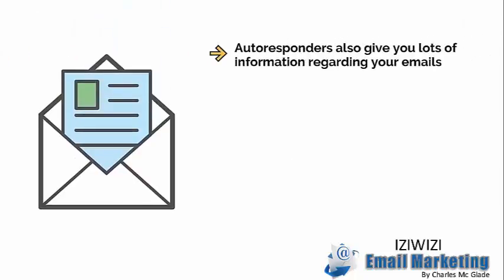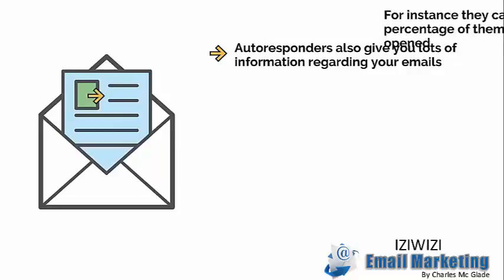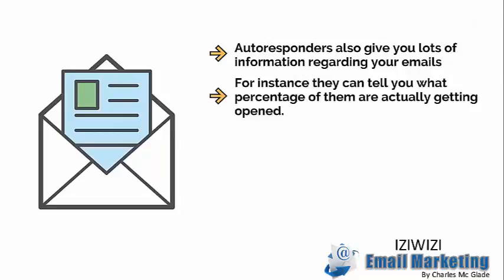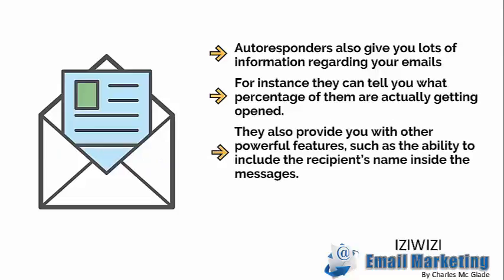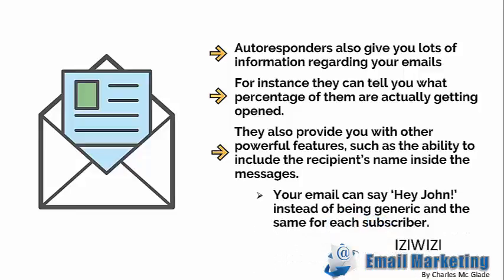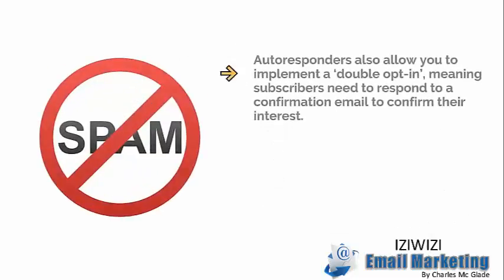What's more, autoresponders also give you lots of information regarding your emails. For instance, they can tell you what percentage of them are actually getting opened. They also provide you with other powerful features, such as the ability to include the recipient's name inside the message. This way your email can say, "Hey John," instead of being generic and the same for each subscriber.